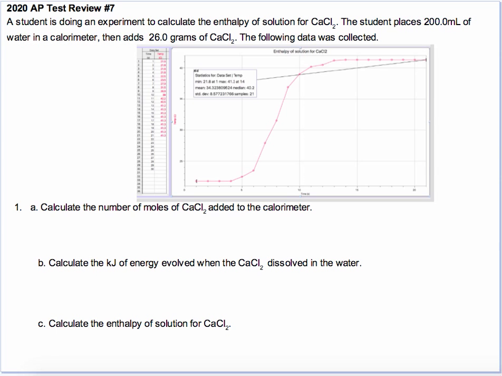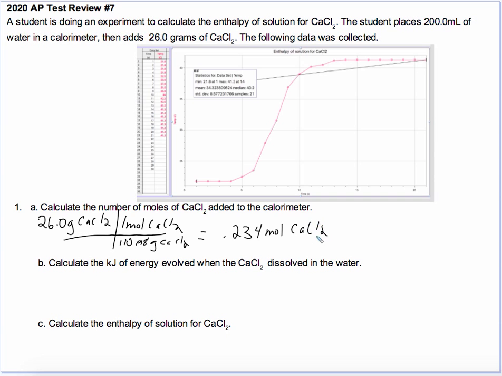So it says calculate the number of moles of calcium chloride. So the first thing is we would start off with our 26 grams of calcium chloride, and we would just change that to moles. And so 1 mole calcium chloride, and then it's 110.98 grams, the molar mass of calcium chloride. And so that ends up being 0.234 moles calcium chloride.